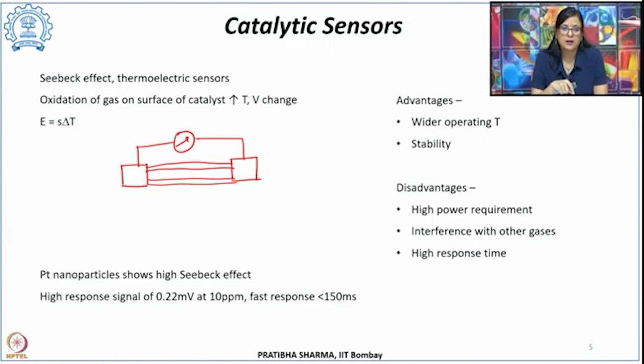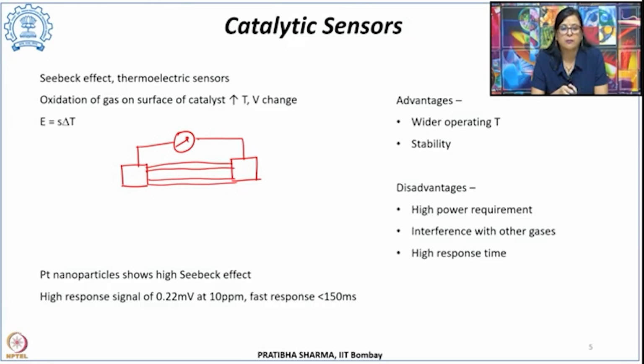Now what is considered in this catalytic sensor is similar to what we have seen in the Pellistor sensor. The oxidation of the gas that takes place on the surface of the catalyst increases the temperature, and that increase in the temperature will result in a change in the voltage. Now this change in voltage is related to the hydrogen gas concentration. So this change in voltage is the Seebeck coefficient times the change in the temperature, and that is correspondingly related to the hydrogen gas concentration.